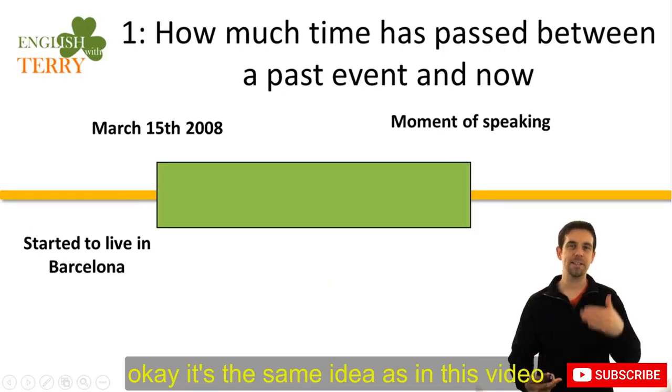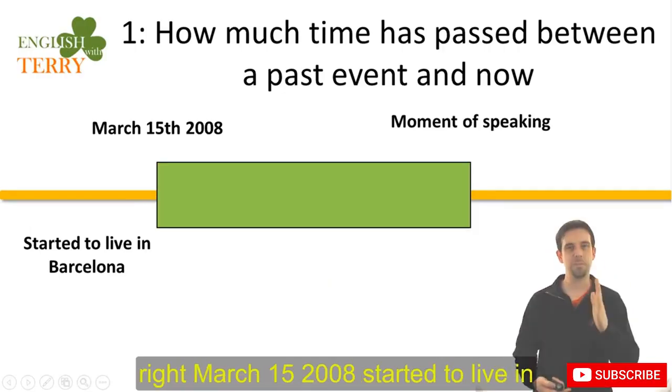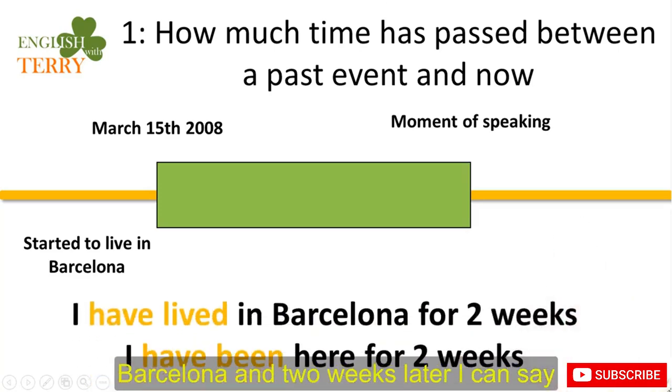It's the same idea as in this video, right? Like March 15th, 2008, started to live in Barcelona, and then 2 weeks later, I can say, I have lived in Barcelona for 2 weeks, or I have been here for 2 weeks.